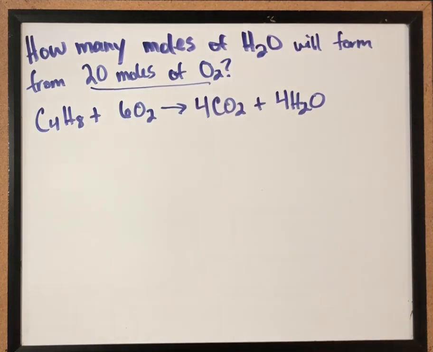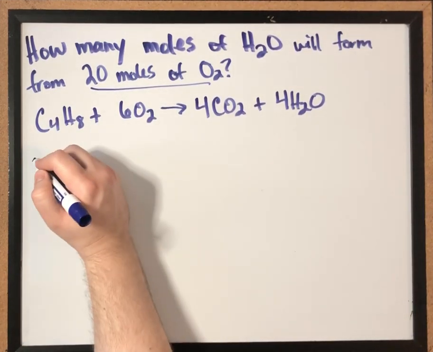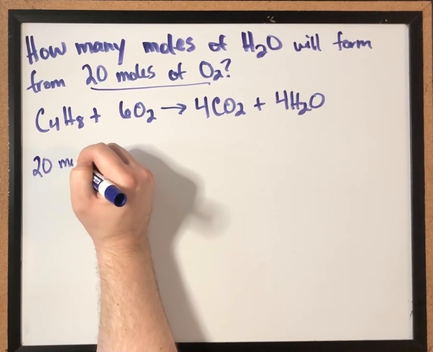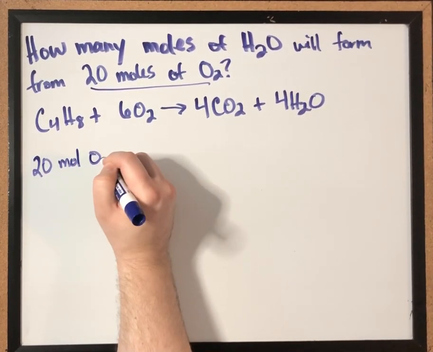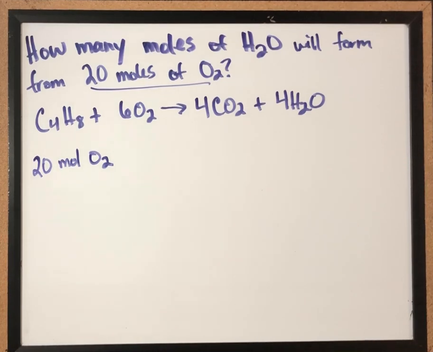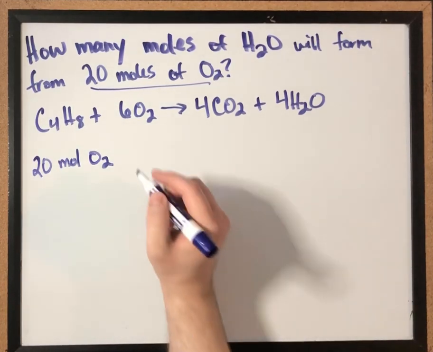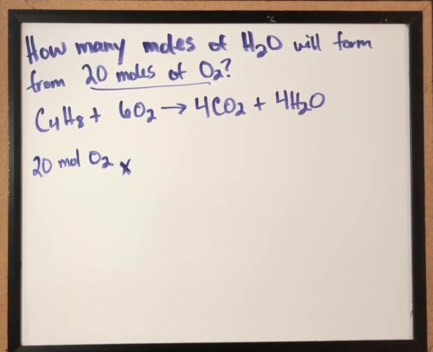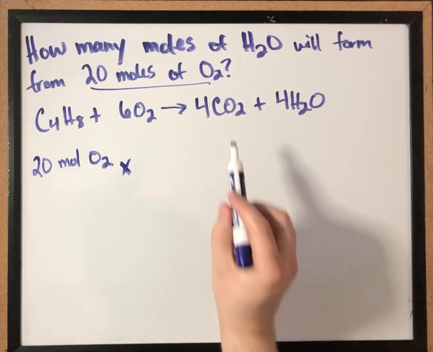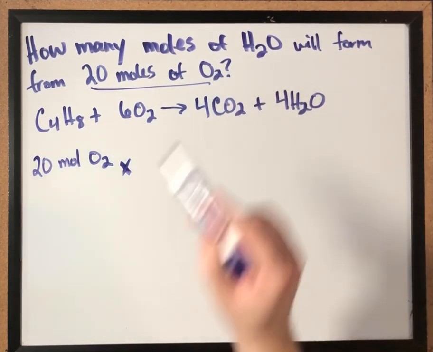So this is what I have. This is what I start off with. My given is always the first thing I want to put in a problem like this. Now I want to multiply by a conversion factor. So you're talking about O2 and H2O.